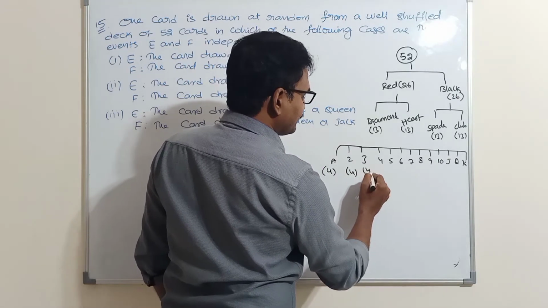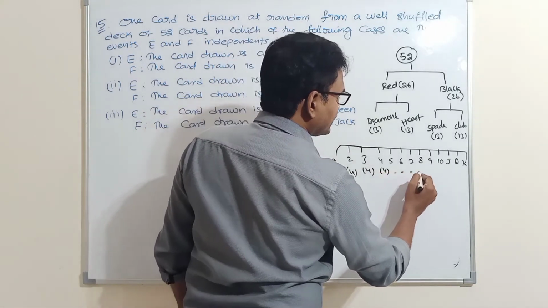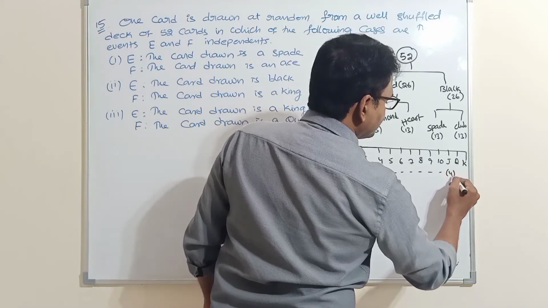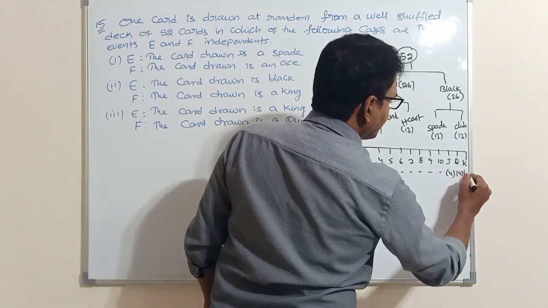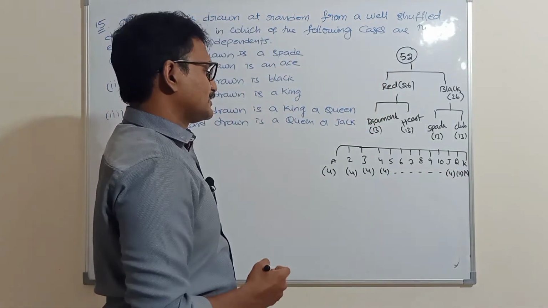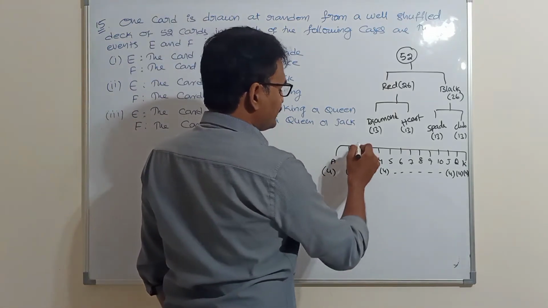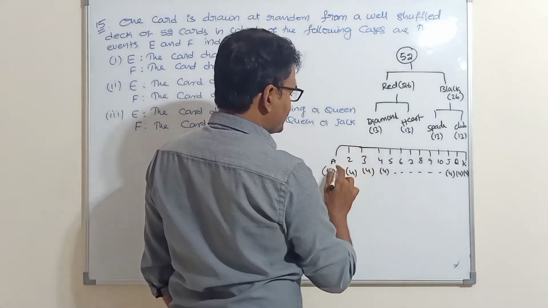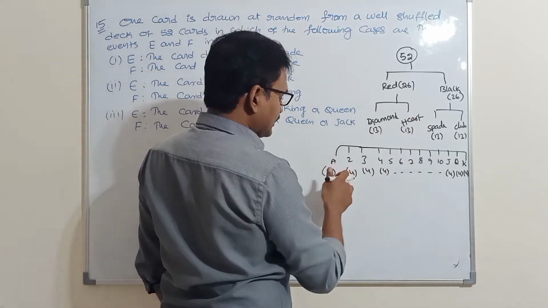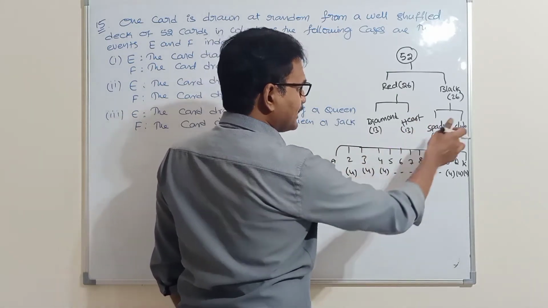Number of 3 cards are 4. 4 cards are 4. Like this up to 10, J 4 cards, Q 4 cards, and K also 4 cards. Now if you take ace cards, 4 ace cards are there. Out of 4 ace cards, one is diamond ace, one is heart ace, one is spade ace, and one is club ace.